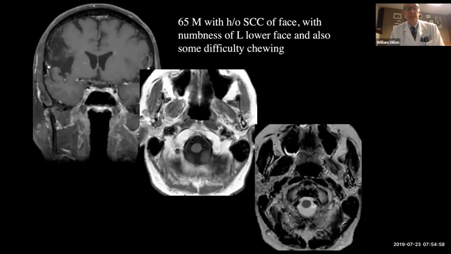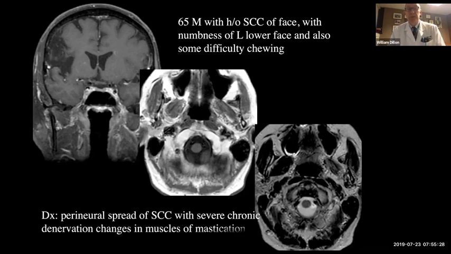Here's just another example of squamous carcinoma of the face, and this patient, who had a prior stroke, has atrophy of the muscles of mastication on the left. You can see that very clearly on CT or MR, in this case a T2-weighted MR. And when we see this, we look carefully and we find that there's squamous cancer that has been growing along the V3 branch of the trigeminal nerve. Patient presented with numbness of the lower face and some difficulty chewing because of the muscles of mastication. So perineural spread of squamous cancer or of melanoma can give rise to these appearances.